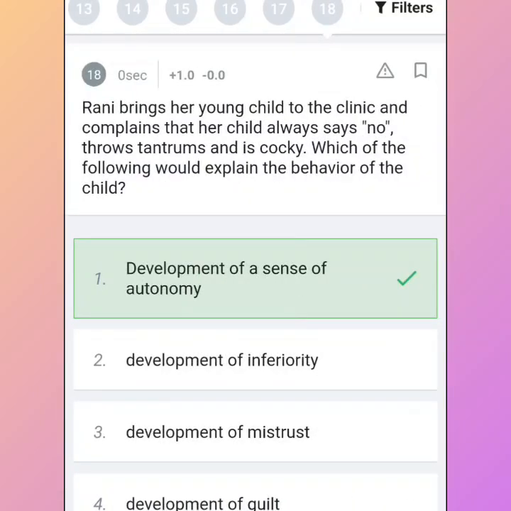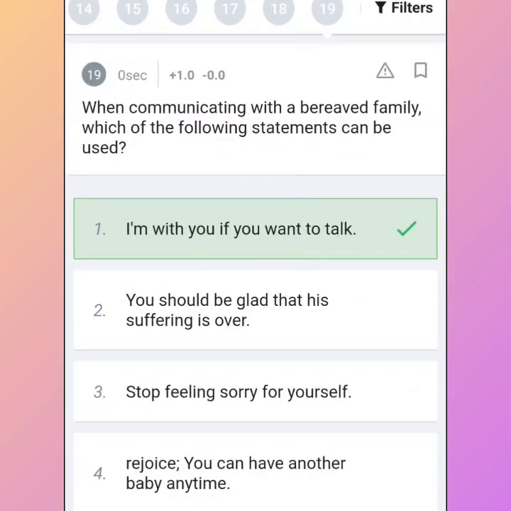Question number 18. Rani brings her young child to the clinic and complains that her child always says no through tantrums and is cookie. Which of the following would explain the behavior of the child? Option first, development of a sense of autonomy. Question number 19. When communicating with a bereaved family, which of the following statements can be used? Option first, I am with you if you want to talk.